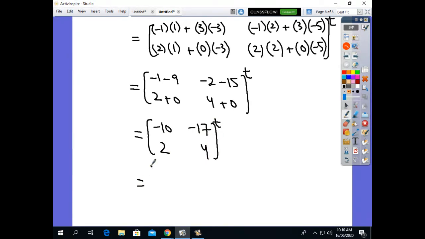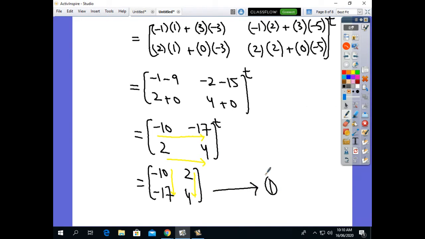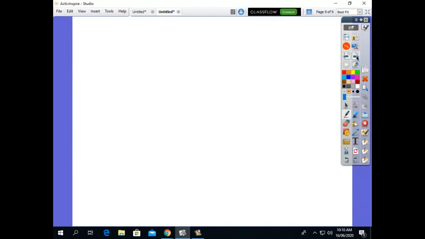Now take the transpose, it becomes -10, -17, 2, and 4. In transpose, we convert this row into column and this row into column. We have equation 1, which is the left hand side. Now similarly, we solve the right hand side.